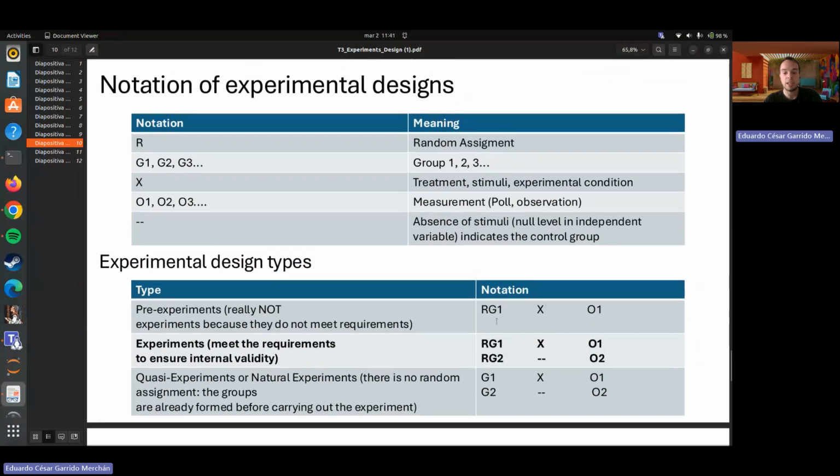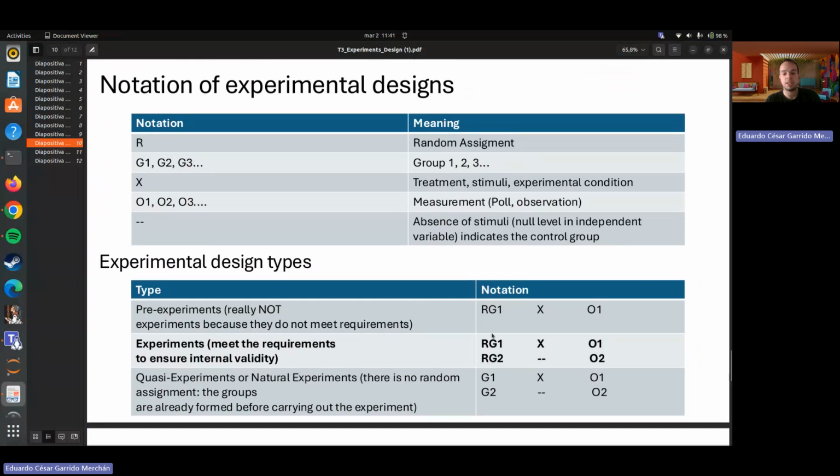We follow this notation. R is random: random group 1, random group 2. The X is the stimulus. In random group 1, we apply a stimulus to this group, and to random group 2, we don't apply a stimulus. And finally, we observe some variables. So this is the way of making experiments.